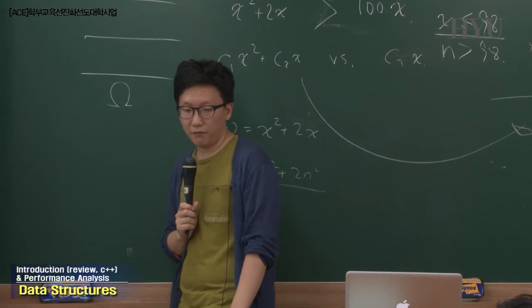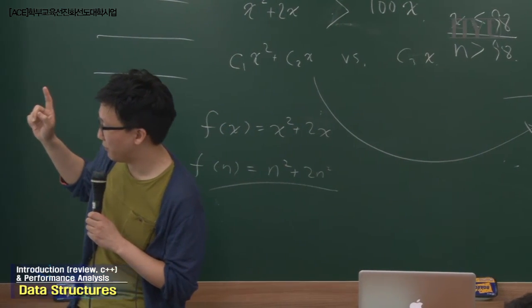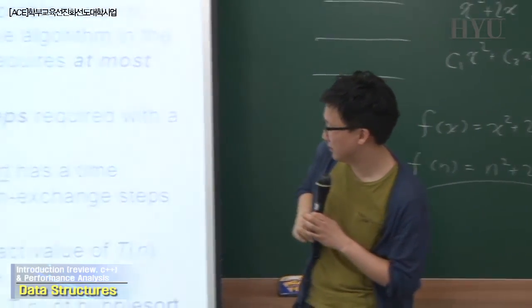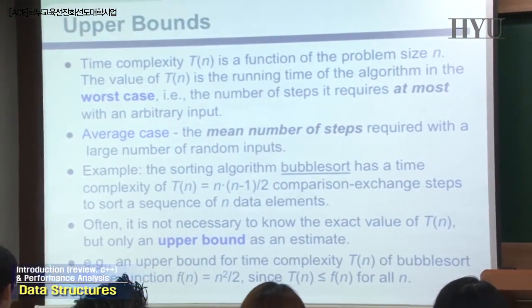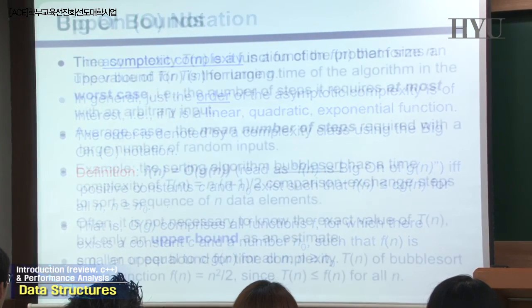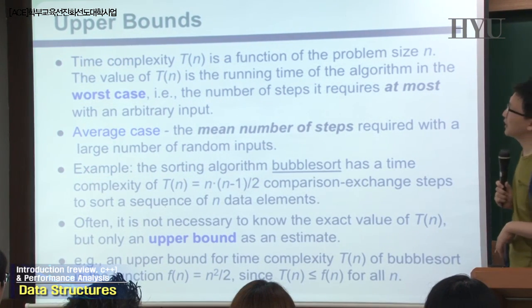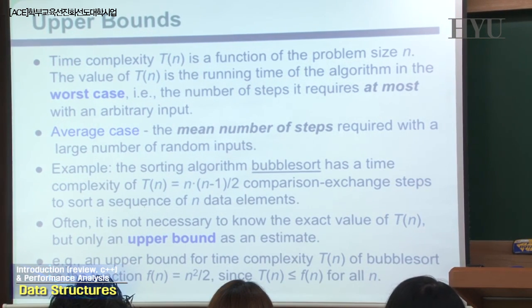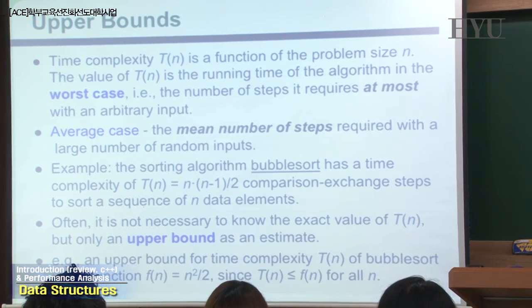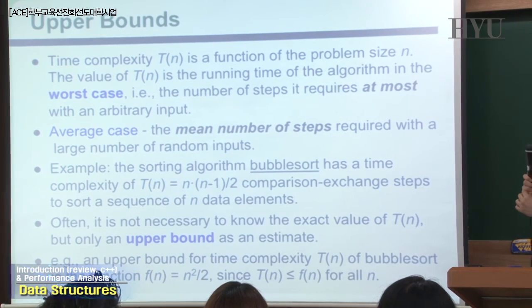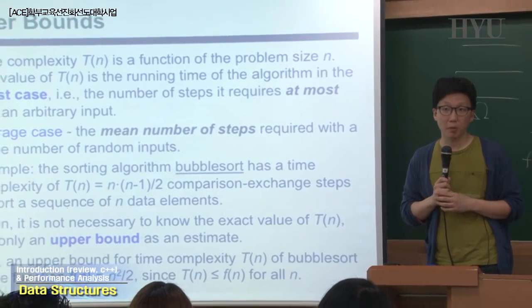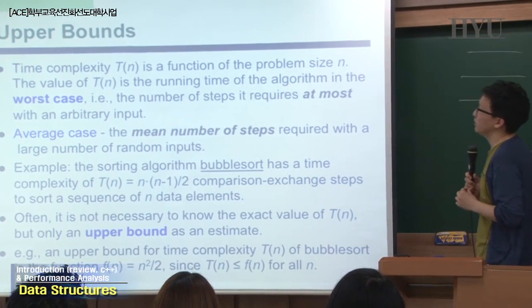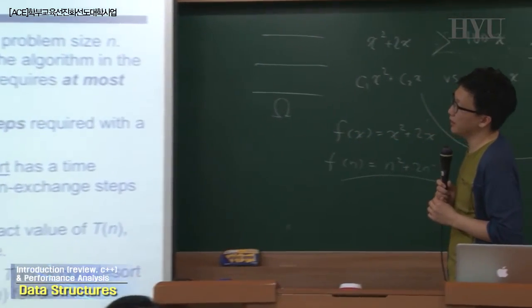So these are the formal definitions. I'm gonna point out the formal definitions first. Where is it? It's back here. Anyway, to the second page. Upper bound: the time complexity T(n) is a function of the problem size n. We keep referring to n. N is the one determinant for making a judgment. And the value of T(n) is the running time of the algorithm in the worst case, upper bound, worst case. The number of steps required at most with arbitrary inputs.